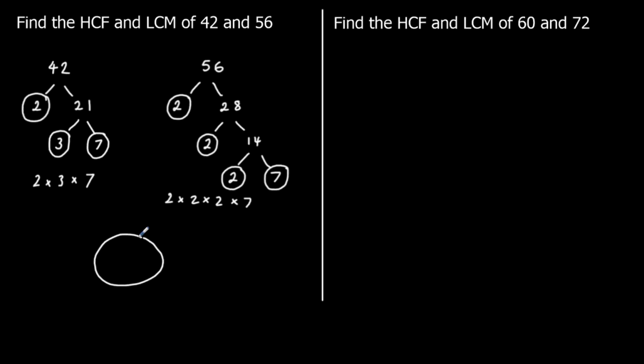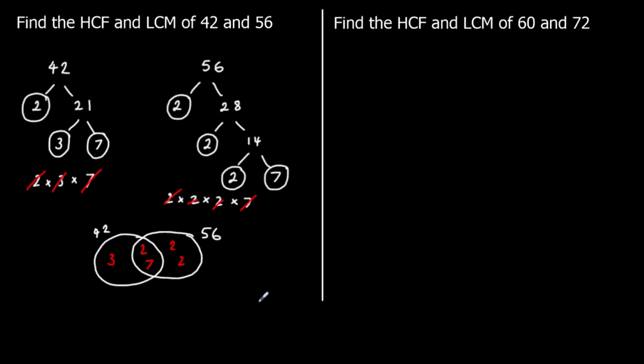So 42 and 56. So the factors they've both got, I'm going to put in the middle. So they've both got a 2 and they've both got a 7. 42 has also got a 3. So the 42 circle is 2, 3 and 7. And the 56 circle needs 2 more 2s. So the 56 circle is 2 times 2 times 2 times 7.